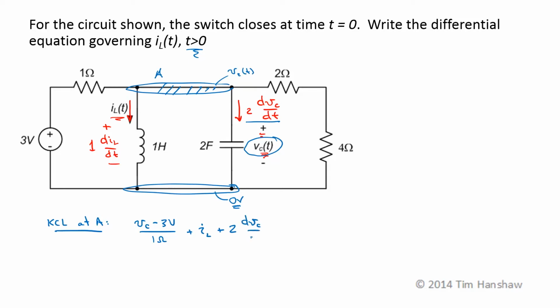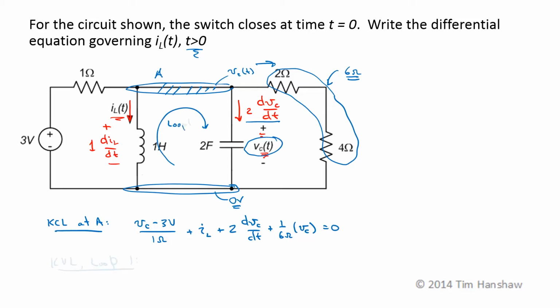plus the current through the capacitor, which is 2 dVc by dt, plus the current through this leg. If I combine both of these resistances to a single 6 ohm equivalent resistance, then the voltage across those is V sub C, so I have 1 over 6 ohms times V sub C. That sums to 0. Now I can relate the capacitor voltage to the inductor current by doing KVL around this loop. So the voltage across the inductor, 1 times dIL by dt, is equal to V sub C.